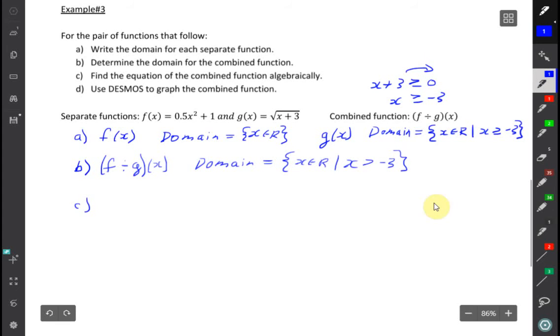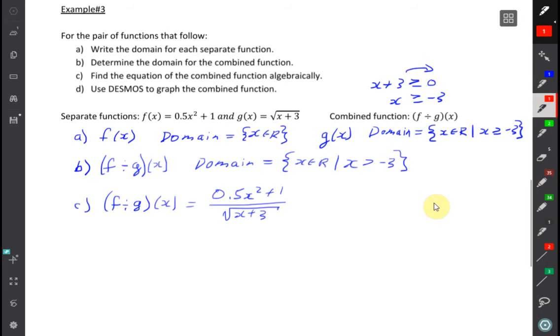Next step is to actually combine these. F divided by g at x, or f at x divided by g at x, is equal to 0.5x squared plus 1 all over the square root of x plus 3. Now at this point, what we have to remember is our math conventions. We cannot leave anything that would lead to a decimal value in the denominator. And so even when it's in variable form and we don't actually have any values, we want to rationalize this denominator. So we need to multiply the denominator by the square root of x plus 3, and the same to the numerator, square root of x plus 3.